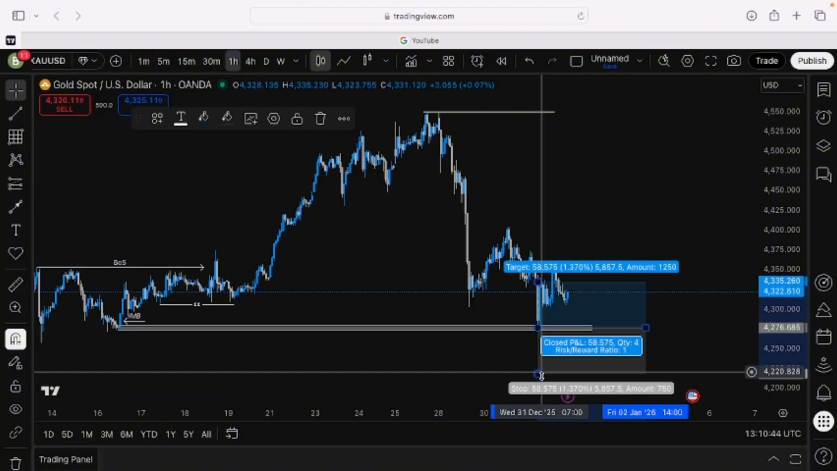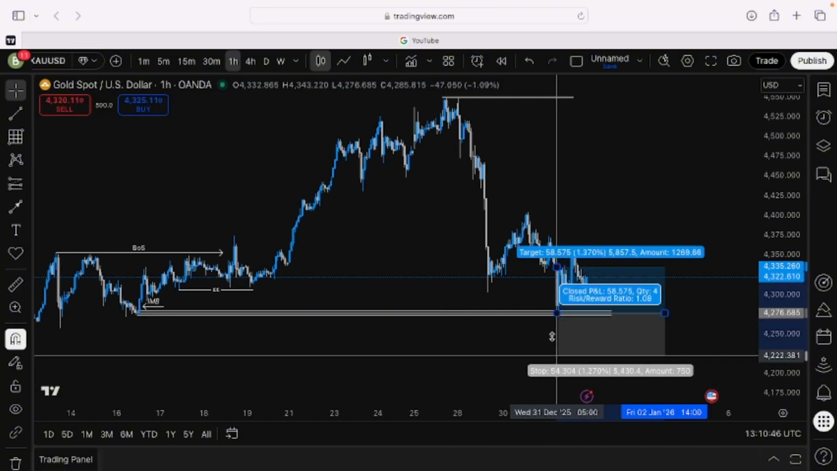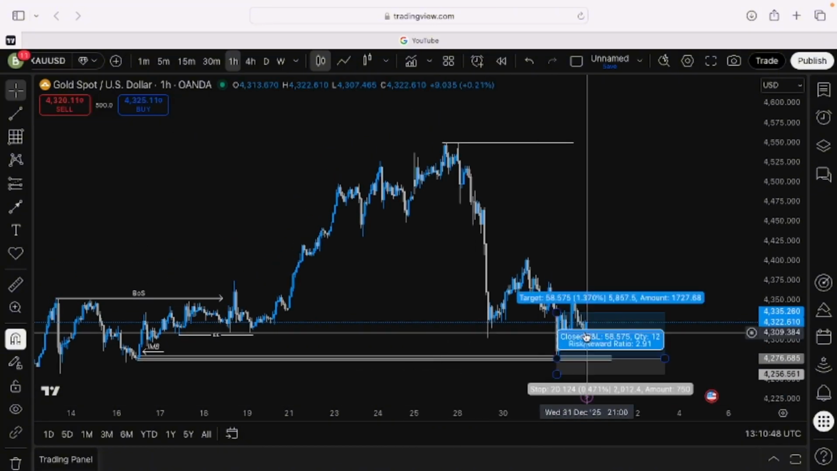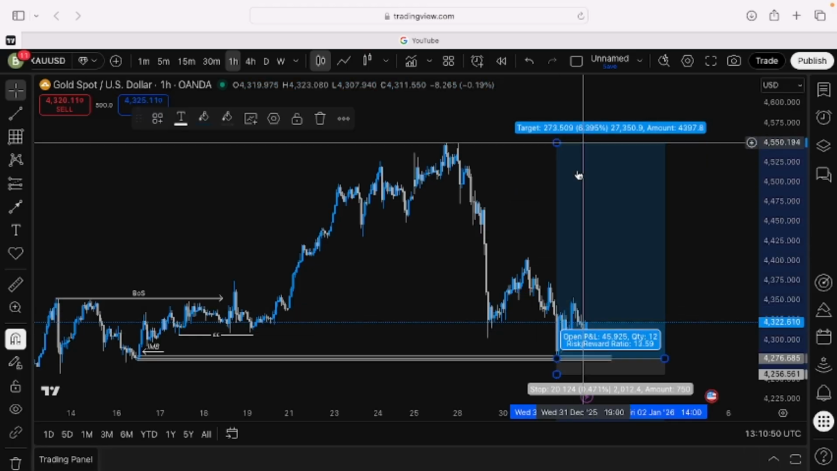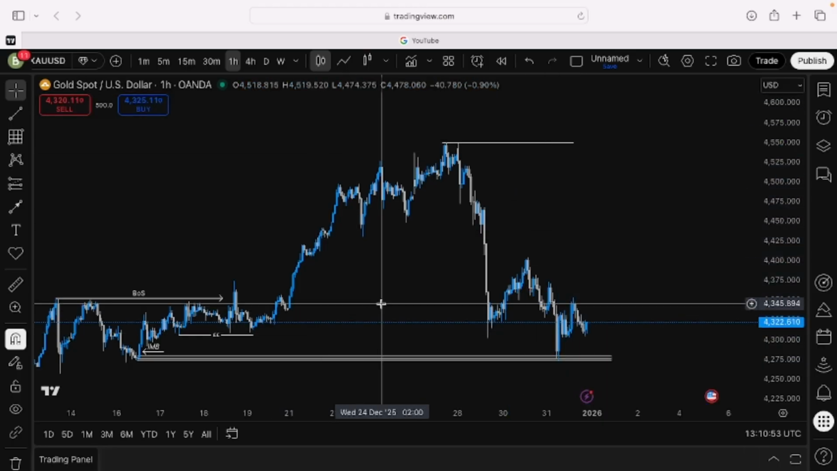Now it's not a bit large, it's too large, honestly. So the stop loss is here, the target is just around here, 13%. So there is no need for you to do that.